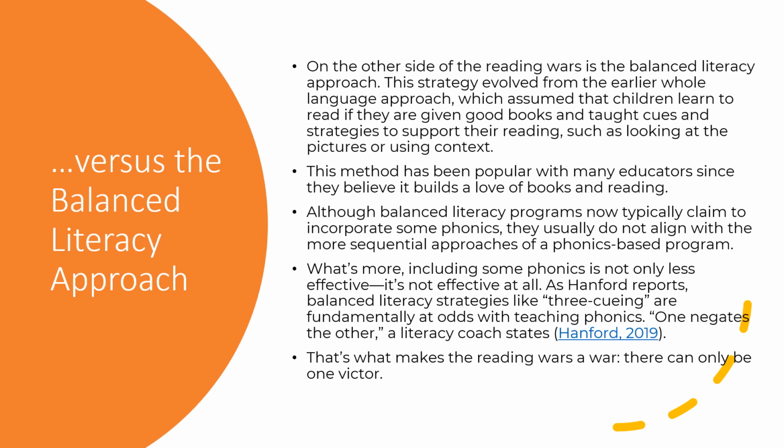The other approach, and the one that has been losing favor the last few years, is called the balanced literacy approach. The balanced literacy approach is a strategy that evolved from the earlier, what we call whole language approach. It assumed that children learn to read if they are given good books and taught cues and strategies to support their reading, such as looking at the pictures or using context. This method has been popular with many educators since they believe it builds a love of books and reading.